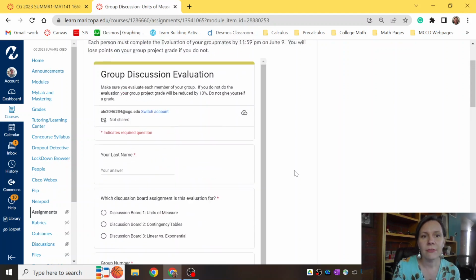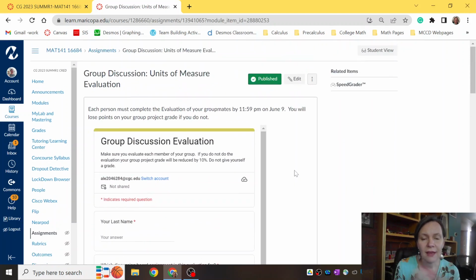Because if universally everyone in your group says so-and-so really didn't participate, that person will lose points on the project. Also, if you don't complete the group evaluation, you will lose points on this project because I want to know, did everyone participate? Did you all engage? And not just one person carrying the whole group. This is a team effort.